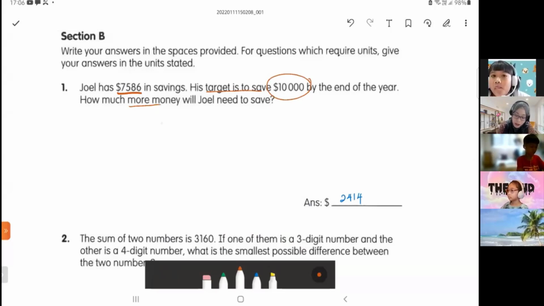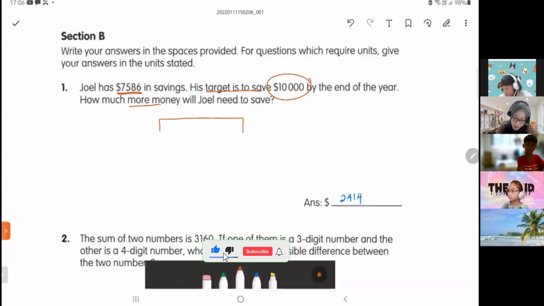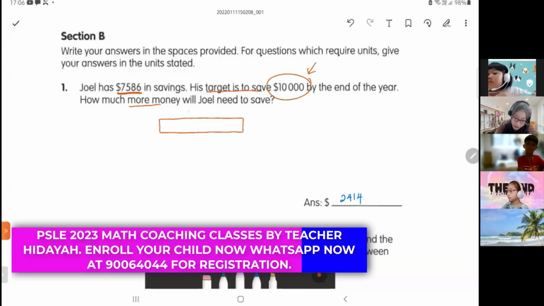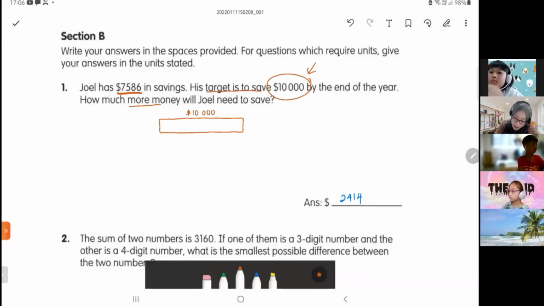What is a part-whole model? It is just one bar model, a one bar model. This bar model represents the total. The total is what he aimed to save. That is $10,000, right? So he aimed to save $10,000. However, he only managed to save not the whole 10,000. He only has this much. So he has $7,586. I want to know how much more he needs to save here.